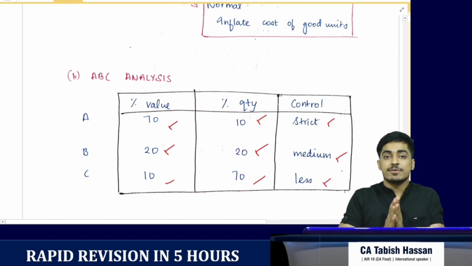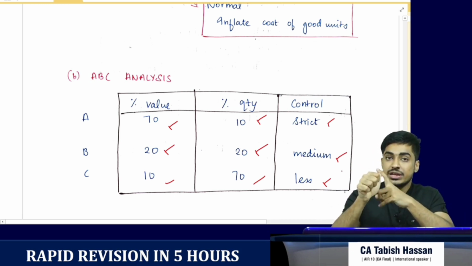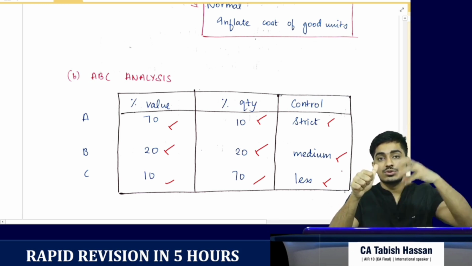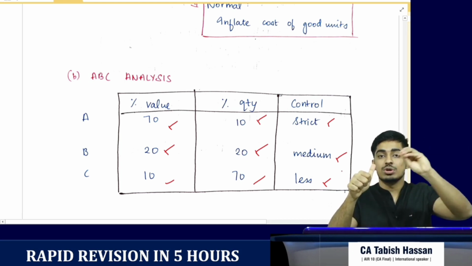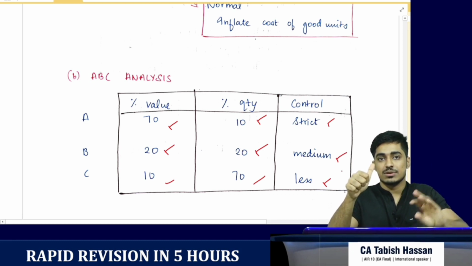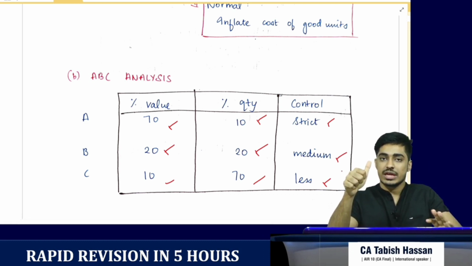Clear? With this, we've ended the chapter material. So what all have we discussed? First, we discussed EOQ and related concepts. Therein we've seen what is the total inventory cost, purchase cost, ordering cost, carrying cost, and then what to do if there is no discount, what to do if there is discount. We've discussed the EOQ formula and we've seen that at EOQ, ordering cost is equal to carrying cost.